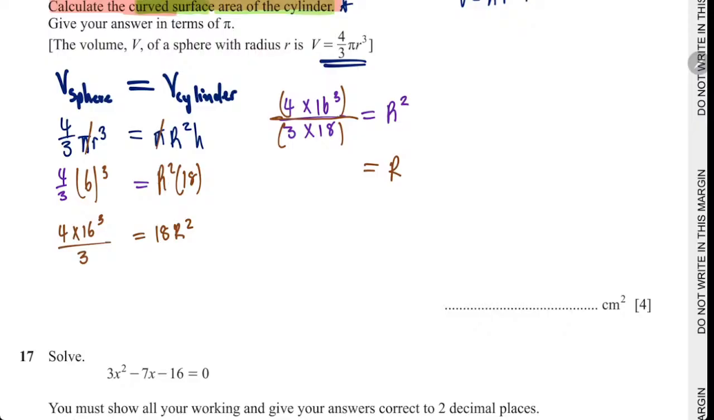Open bracket 4 times 16 cubed divided by open bracket 3 by 18. What do you get? Kingsley, tell me what you get first. Everybody, make sure you have your calculator. Sometimes I'll ask you to punch. I can ask whoever. Kingsley, what do you get here?